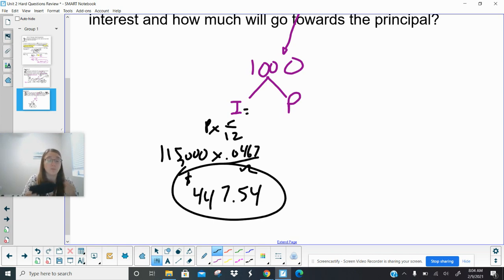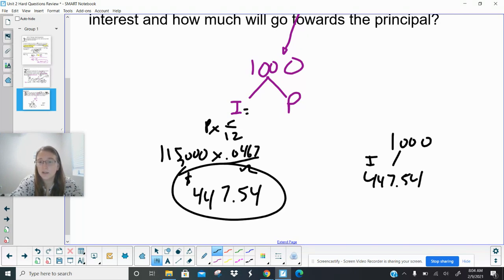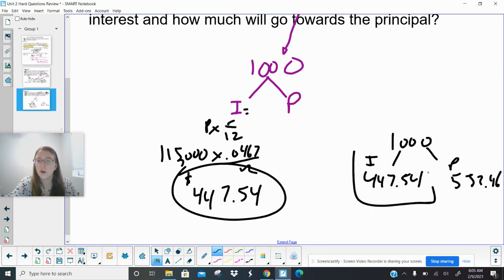That's how much is just profit going into their pockets, right? That's the interest. Now again, out of $1,000, and I can rewrite this over here if it'll help us. This is how much is interest. How would I find how much left over is for principal? We should subtract, right? 1,000 minus 447. Right. You get 552.46. So these are our two answers.